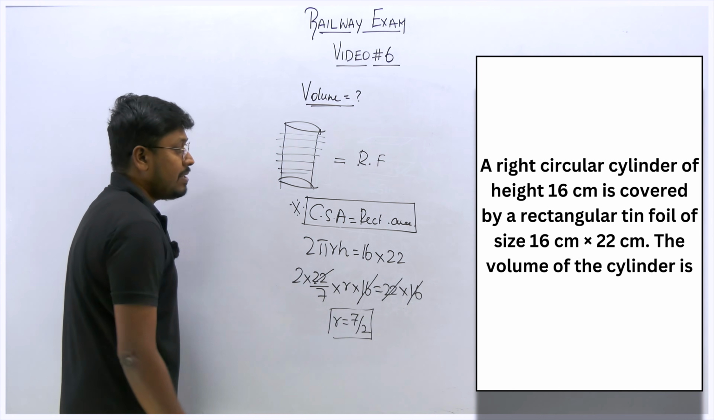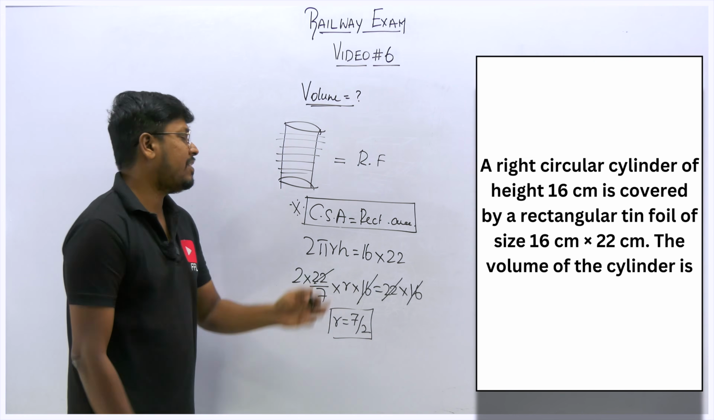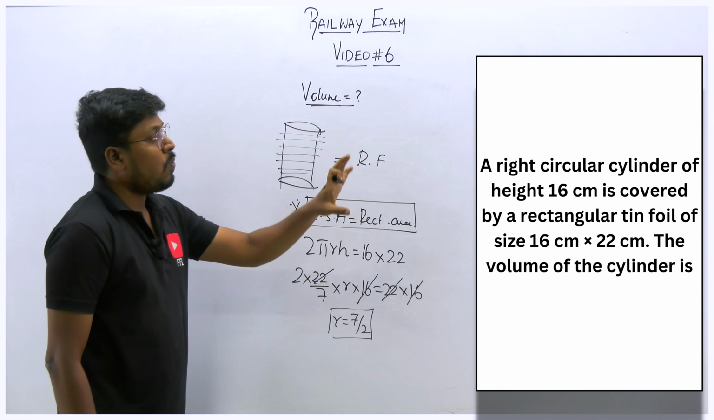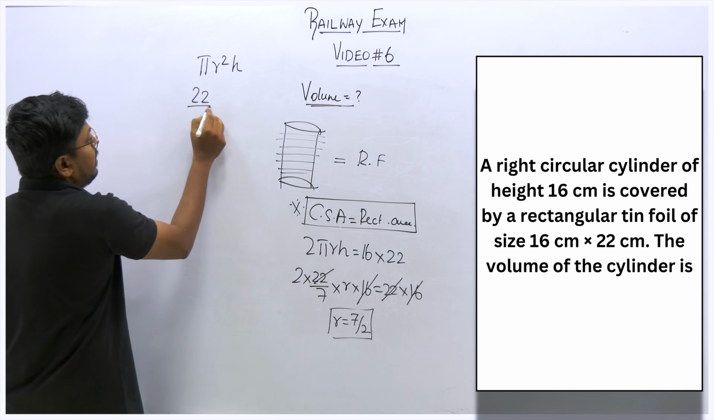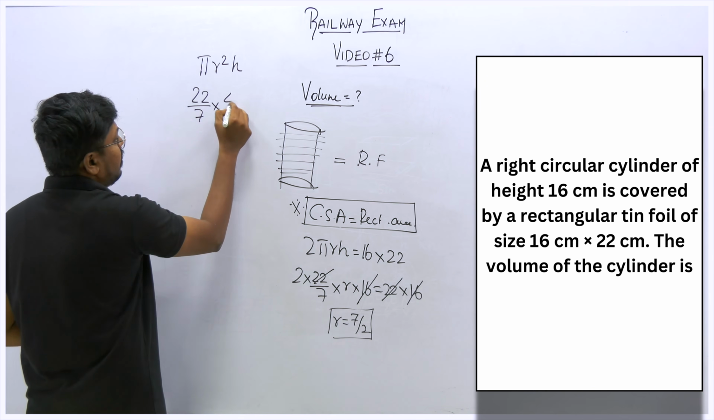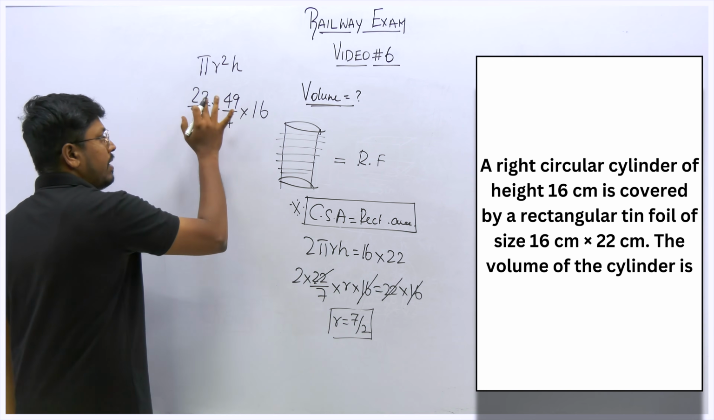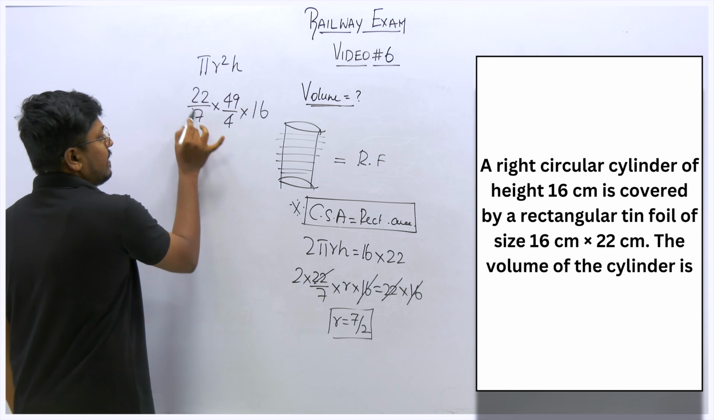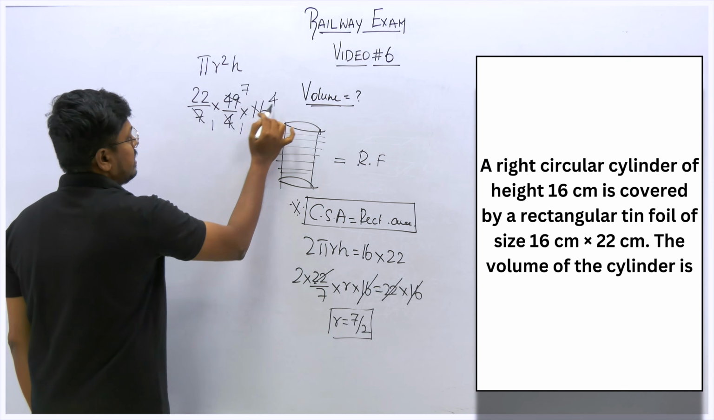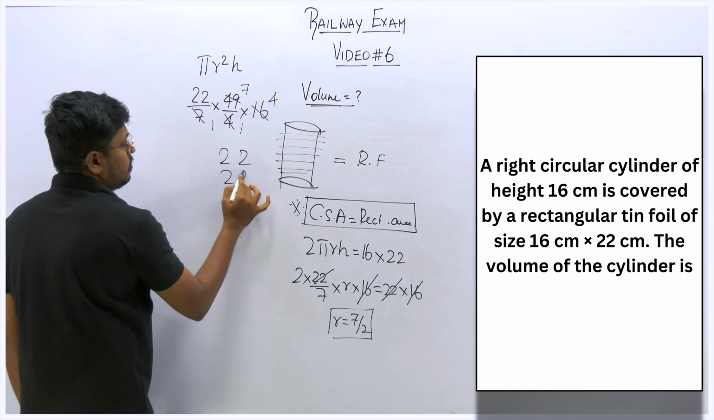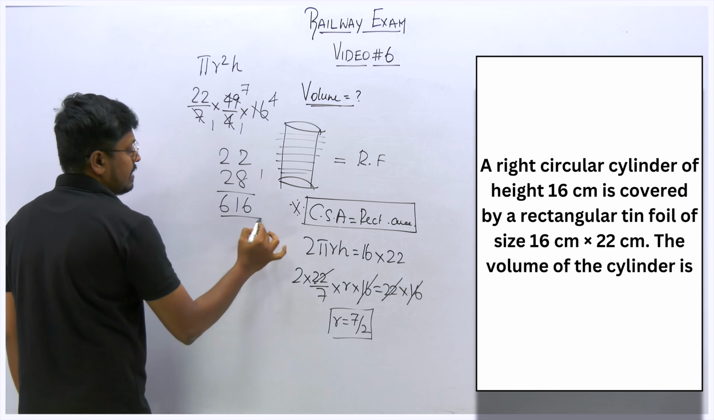So finally, by using that clue, we found the radius of this cylinder is 7 by 2, and they have given the height, which is 16. So now what is our target? Our target is to find the volume, which will be pi r square h. So pi will be 22 by 7, r square will be 49 by 4, into height, which will be 16. So substitute all the values in the formula. We can cancel: 7 ones are 7, 7 sevens are 49, 4 ones are 4, 4 fours are 16. So 22 into 28, which gives 616.